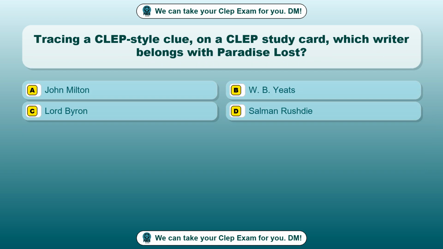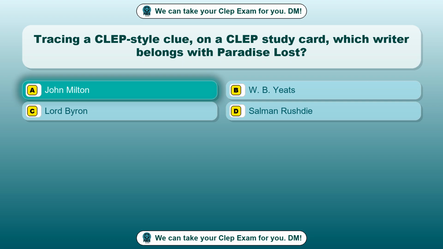Question 12. Tracing a CLEP-style clue on a CLEP study card, which writer belongs with Paradise Lost? Option A, John Milton. Option B, W.B. Yeats. Option C, Lord Byron. Option D, Salman Rushdie. The correct answer is option A, John Milton.